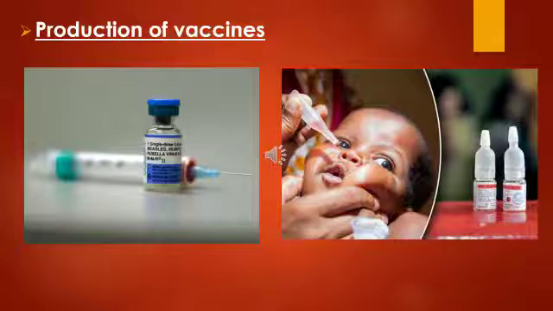For example, measles, mumps, tuberculosis, diphtheria, polio, tetanus, and hepatitis B are some of the diseases against which vaccines are available. And you can ask your mother if you have got these vaccines done. She will tell you how many vaccines she helped you take.